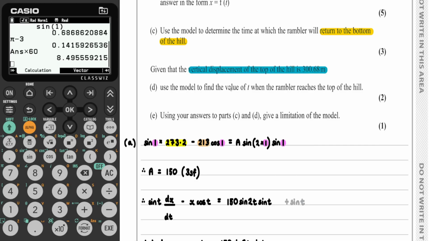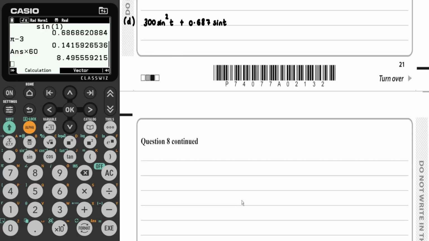Given that the vertical displacement of the top of the hill is 300.68 meters, part D, use the model to find the value of t when the rambler reaches the top of the hill. Here we would have 300 sine t squared plus 0.687 sine t equals 300.68. Now if we rearrange, we would have 300 sine t squared plus 0.687 sine t, subtract 300.68 equals 0. So now we can solve this equation.